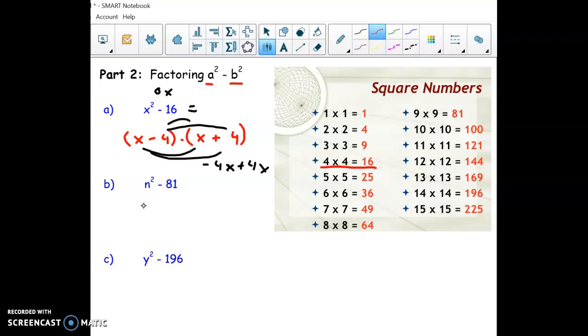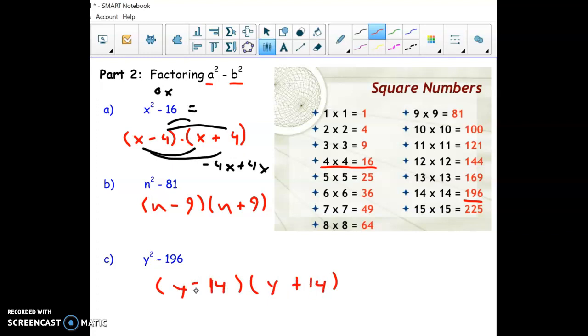All right, last two again. Hopefully you've already tried these. This one's going to be n and n for the n squared, and then the square root of 81, we use positive and -9. Last one's no different. It's just a little bit bigger number, but if I use my chart here, 196, the square root of that is 14. So I'd have minus 14 and plus 14.